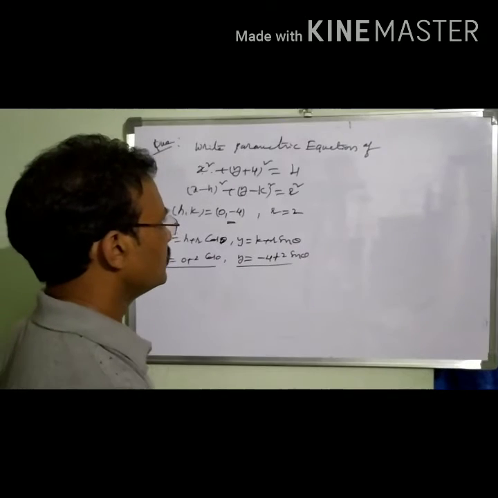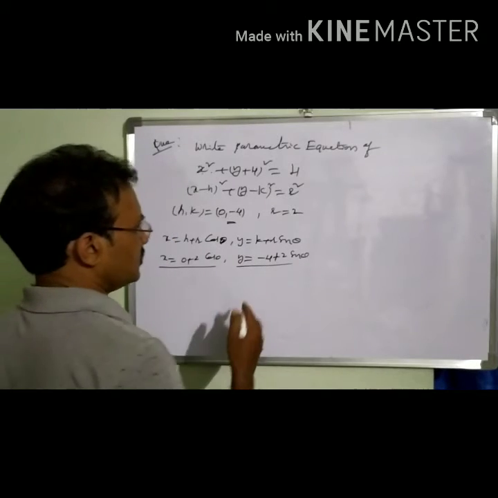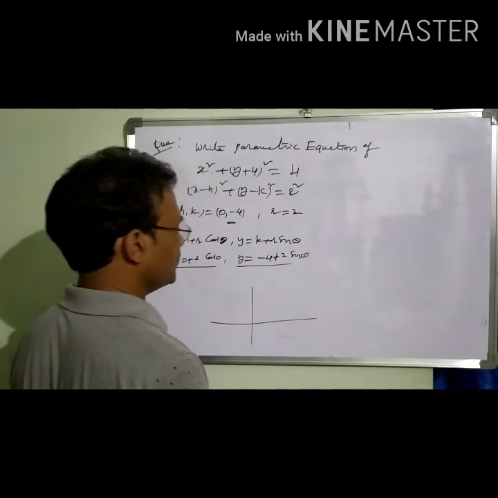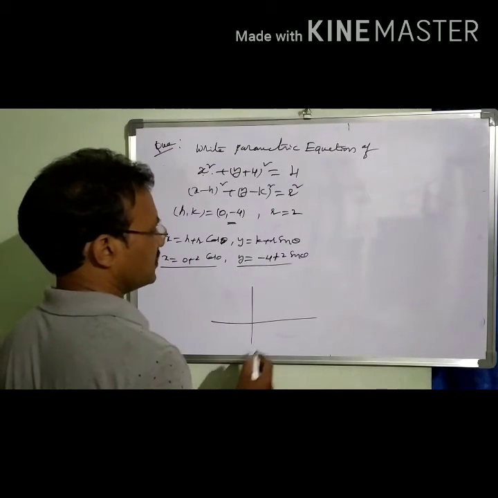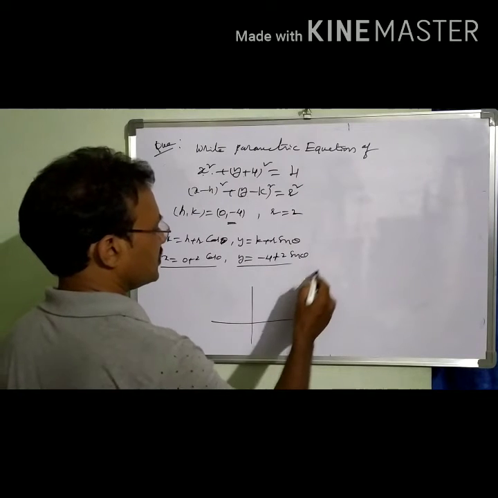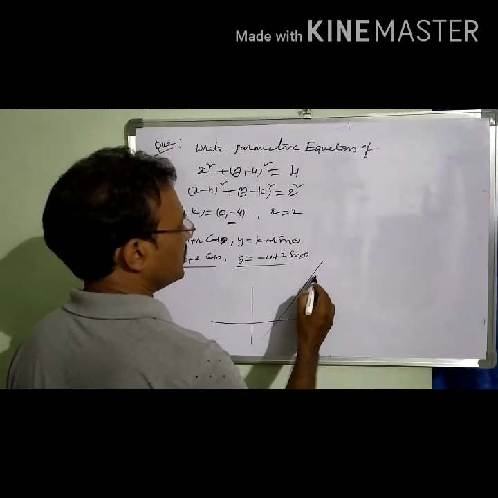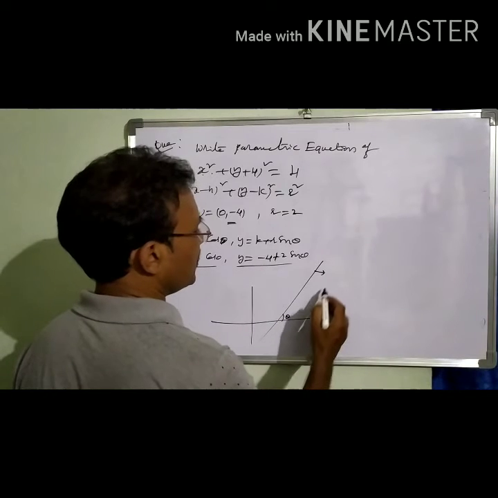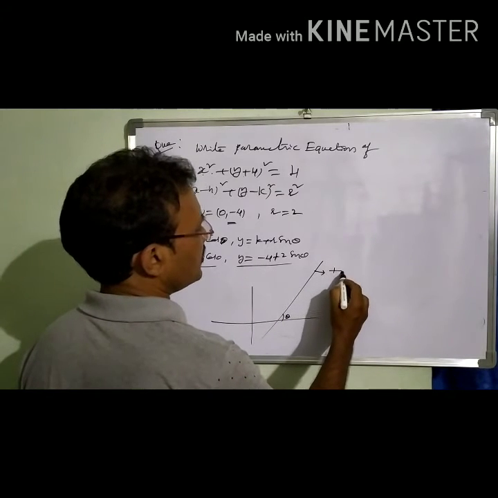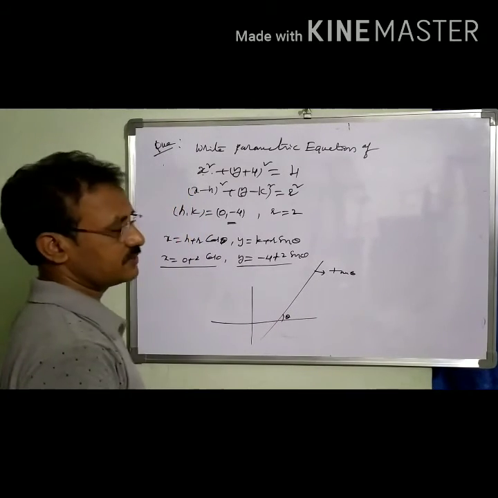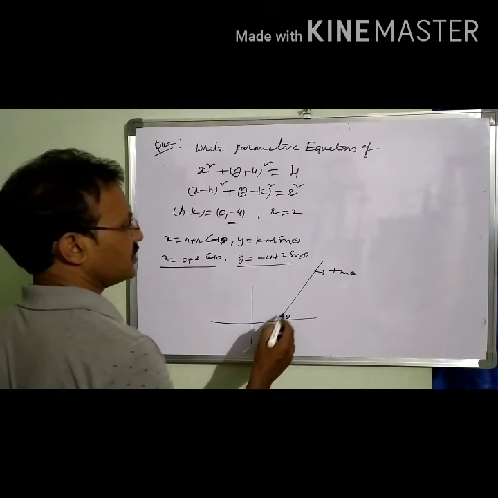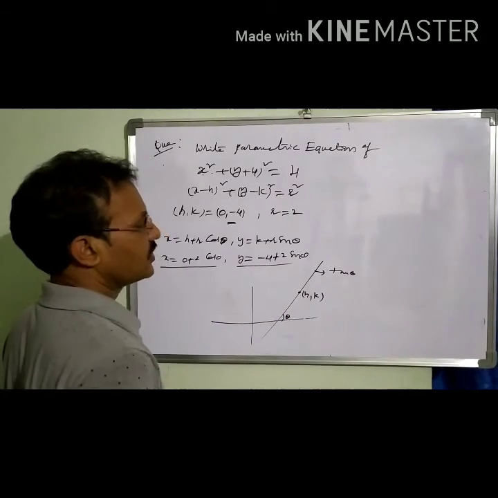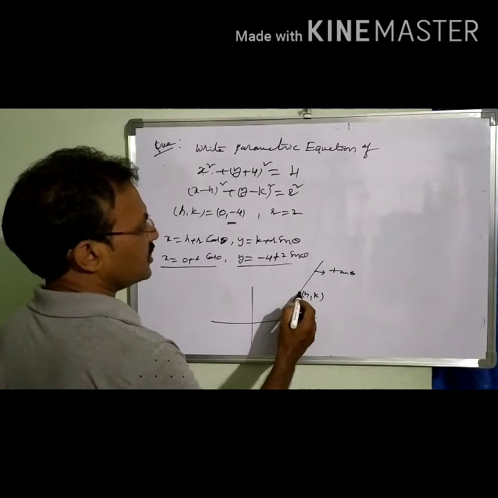Here, one thing you do. Let us consider one difference between a circle equation and a line equation when the parameter changes. Suppose this is a straight line. The slope of the straight line is theta. If it is making an angle theta, the slope is equal to tan theta. It is fixed for the straight line. Suppose here it is a point h comma k.